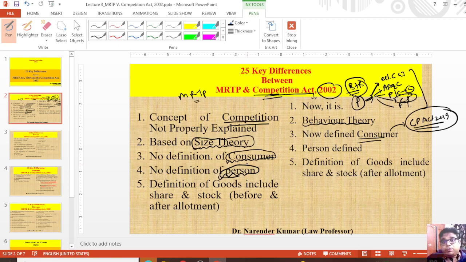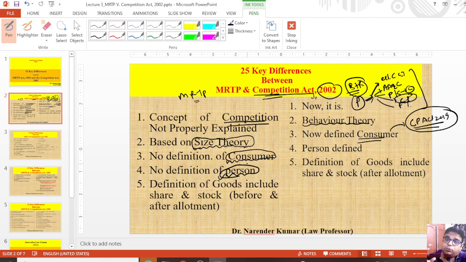But now this problem is also solved by the Competition Act 2002, where the definition of person is properly provided in the law. But still there are some limitations of the law. That's why the Competition Amendment Bill 2022 recently introduced a number of changes, which I have already covered in the previous lecture.